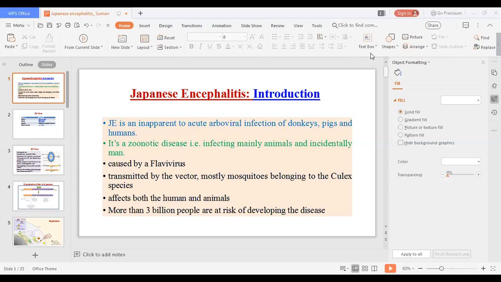Caused by a flavivirus known as Japanese encephalitis virus, JEV, transmitted by the vector, mostly mosquitoes belonging to the Culex species, it affects both humans and animals, and more than 3 billion people are at risk of developing this particular disease.